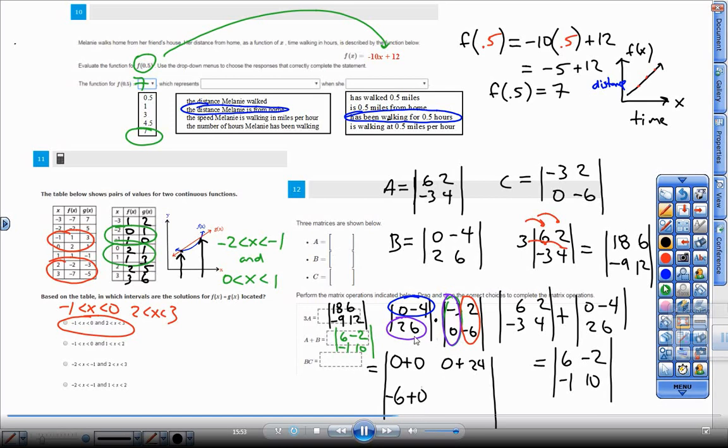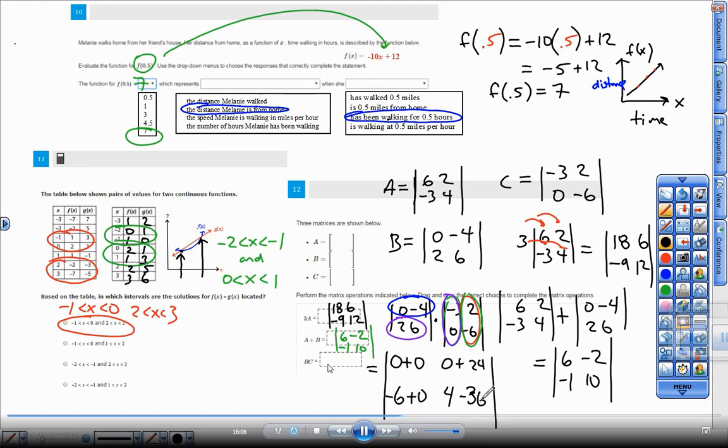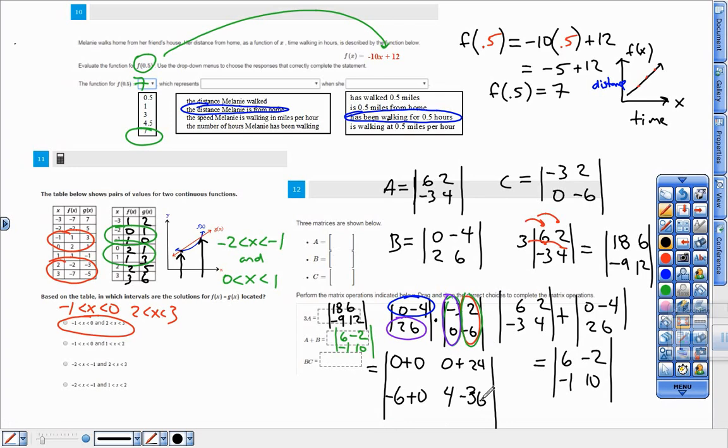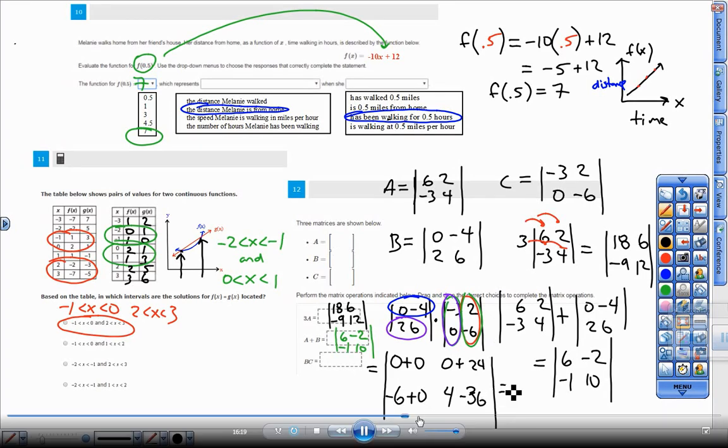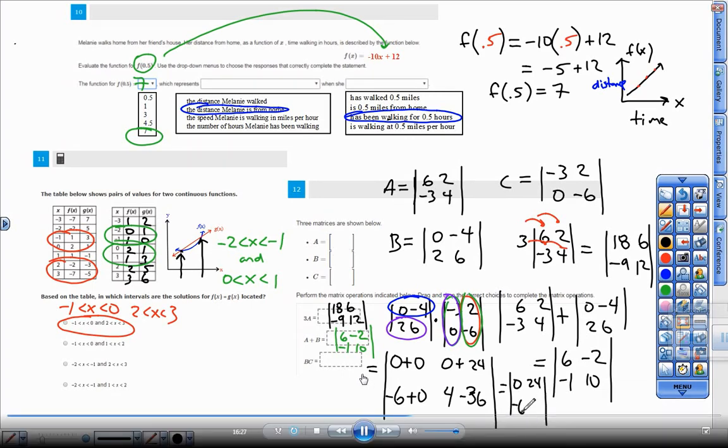Take that bottom row times this last column. 2 times 2 is 4. 6 times -6 is -36. Add those up. Gives me the product BC is 0, 24, -6, -32 for this problem right here. So there we go. There's 0, 24, -6, -32.